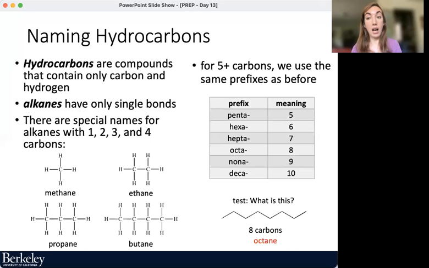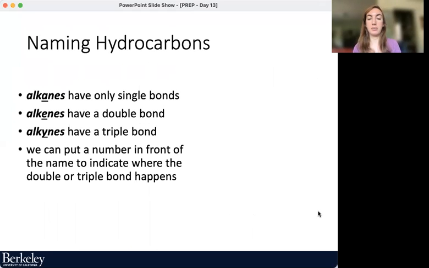Okay, so often hydrocarbons aren't these simple molecules with just single bonds. So in that case, we use alkenes, with an E instead of the A, which have a double bond, and alkynes have a triple bond. And so octane has single bonds, octene would have a double bond, and octyne would have a triple bond. We don't know where that double or triple bond is, and so we can put a number in front of the molecule to indicate where that double or triple bond happens.